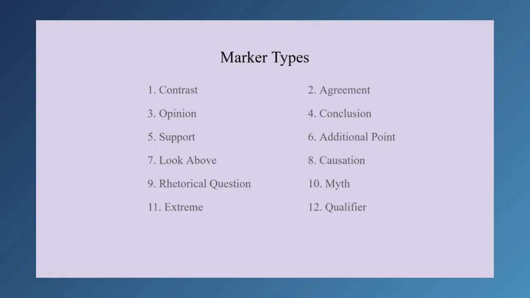So let's get to know the 12 styles that you are most likely to encounter on the GMAT. These are the 12 marker types that we will be discussing today: contrast, agreement, opinion, conclusion, support, additional point, look above, causation, rhetorical question, myth, extreme, and qualifier. If you are unfamiliar with any of these, do not worry. I am going to present common keywords for each and then show you how they would look in the context of a passage. We're going to start with contrast markers.